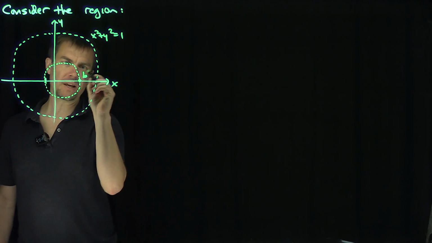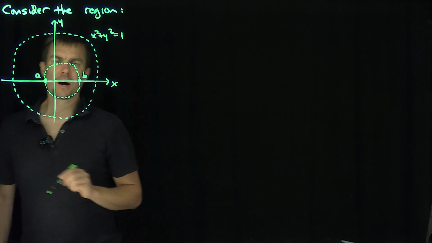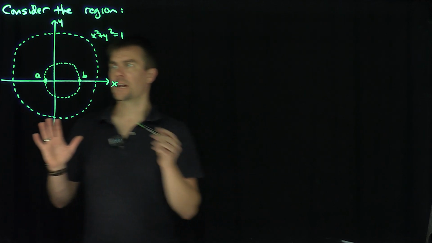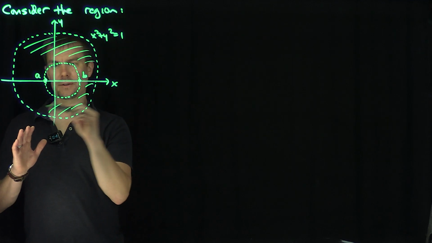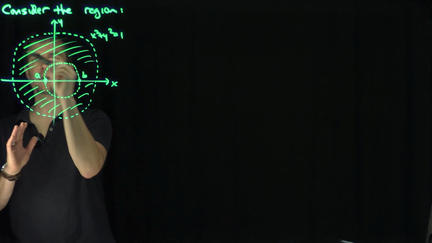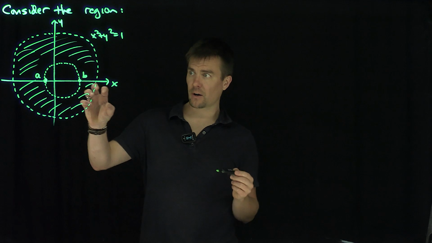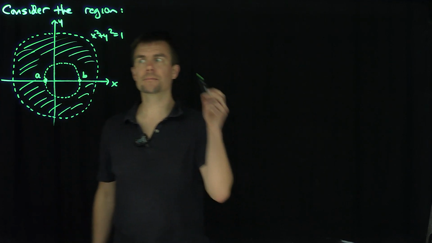I'm going to call this point over here B, and this point over here A. I'm going to assume that A and B are real numbers. And so what I have is the region between these two circles. So it sort of looks like an annulus, right? Except now the circle's not quite centered. I want to figure out how I can take that circle and center it.